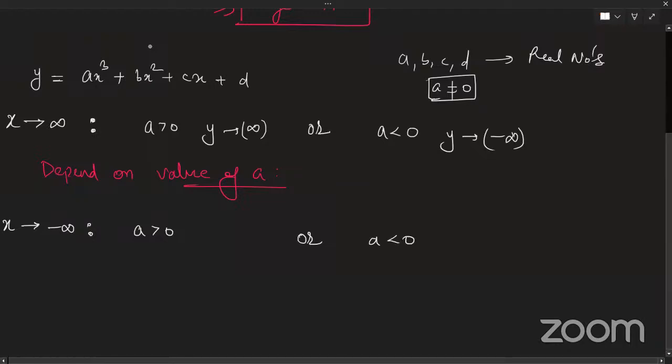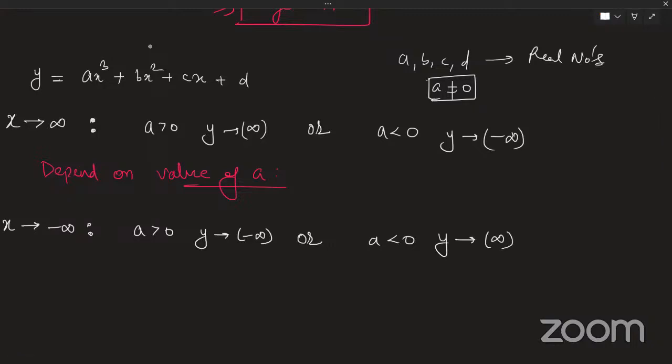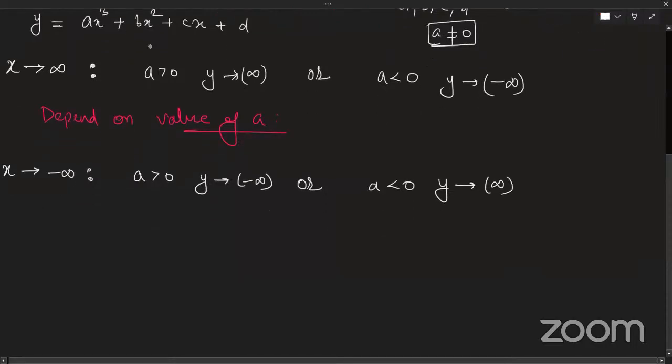A is greater than 0. So for a greater than 0, y will tend to minus infinity. Similarly, the sign will be opposite over there, so plus infinity. Now what you do, you look at this case and this case separately.